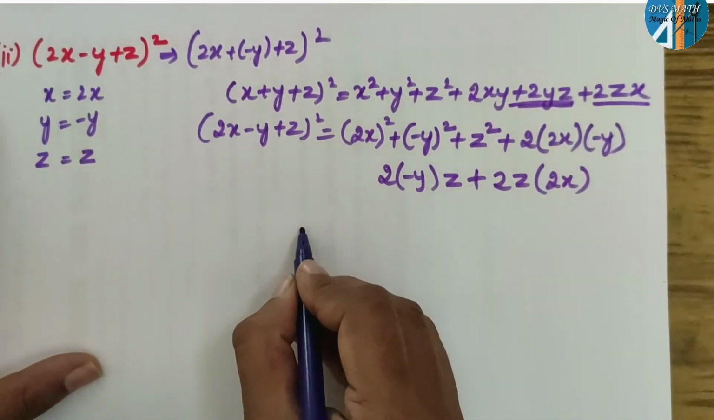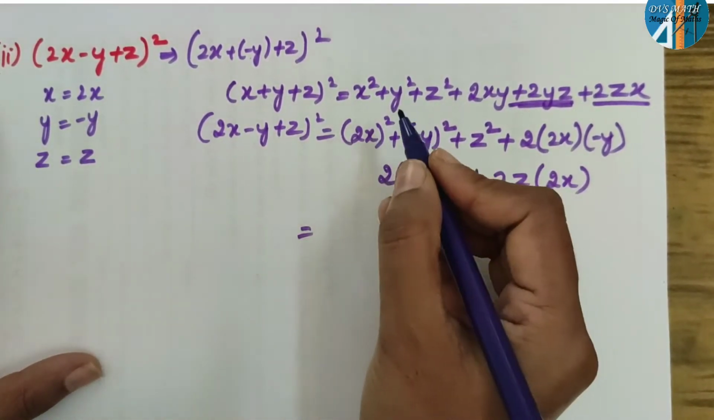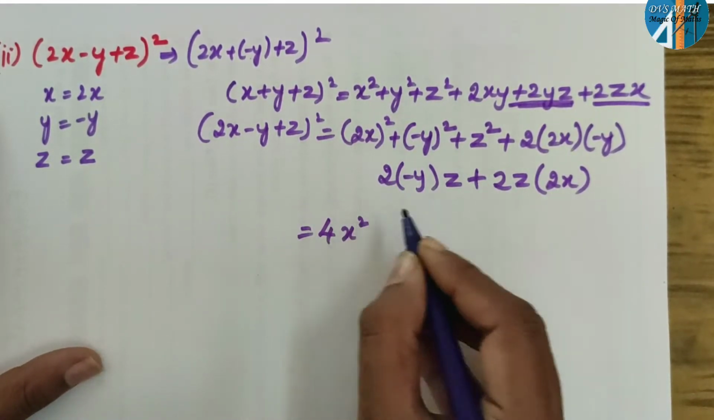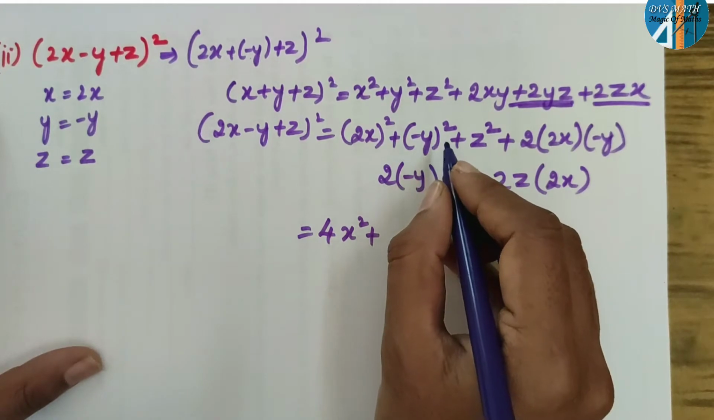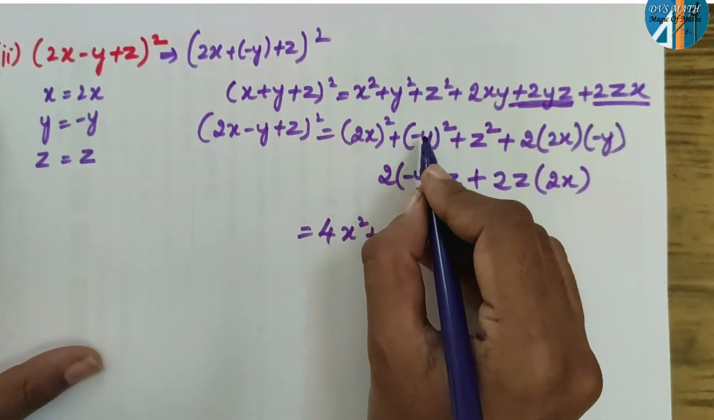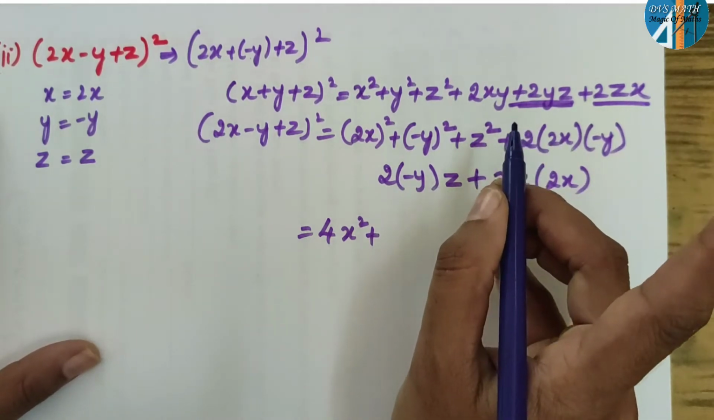Now let us simplify this. 2x whole square, 2 square is 4x square. Plus, you know that if you square negative numbers also, it becomes positive, right? It is nothing but minus 1 square, minus 1 square becomes plus 1.